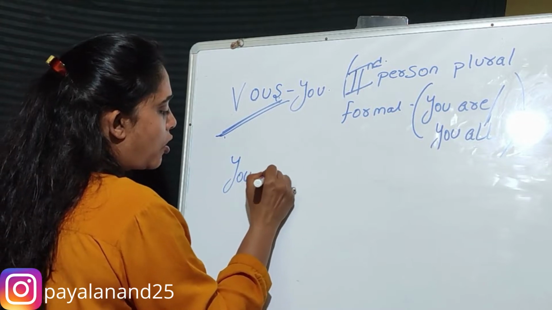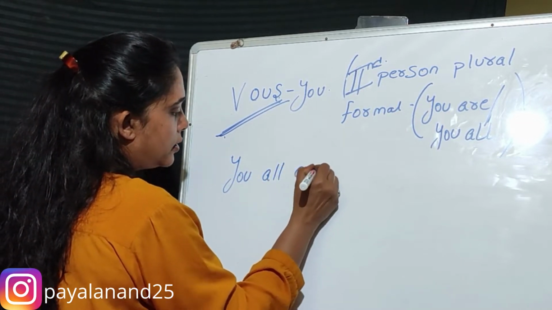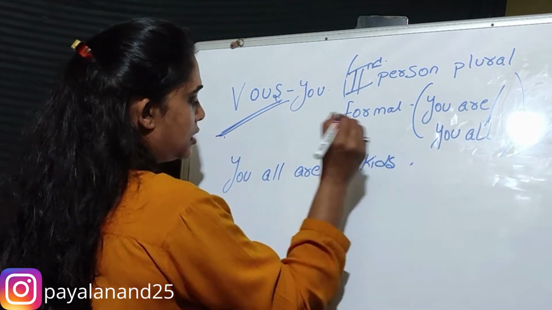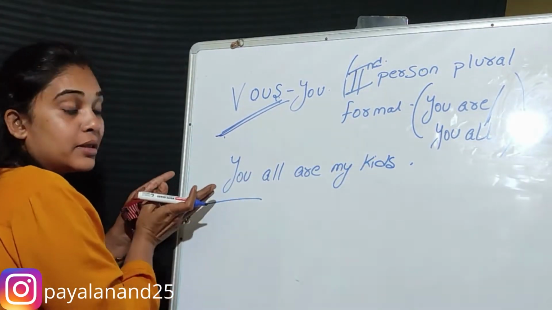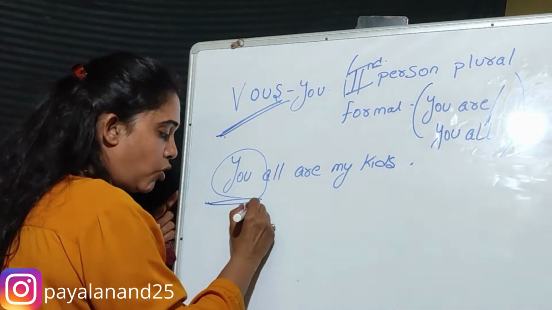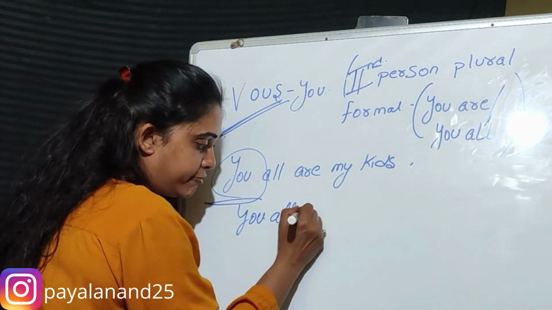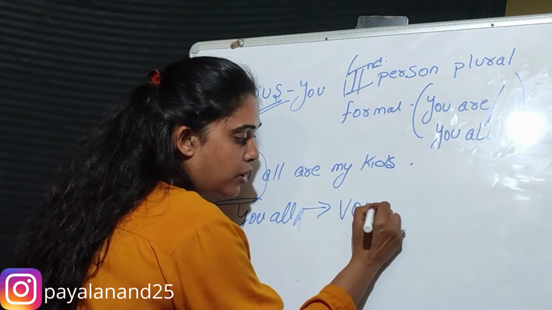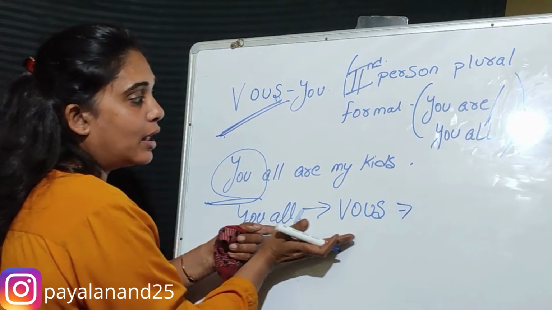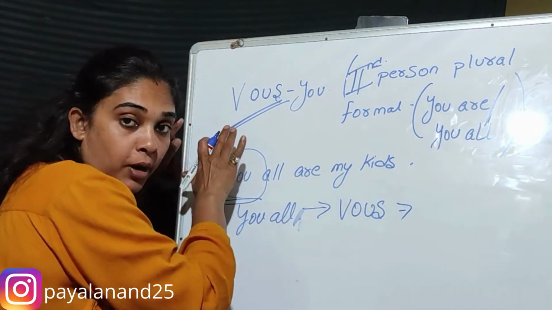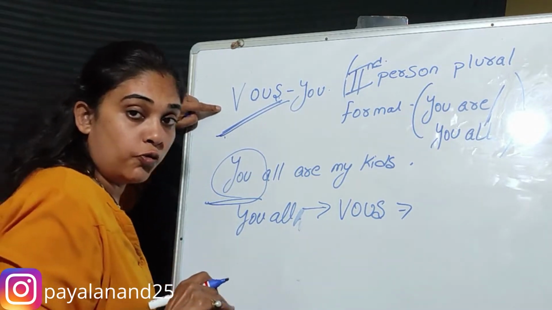you all are my kids. Again, this is a collective noun. How do we replace it? By saying "you all" in English. But in French, we have to replace it with "vous", for taking it as a collective noun. For the formal "you" also, we have to use "vous".